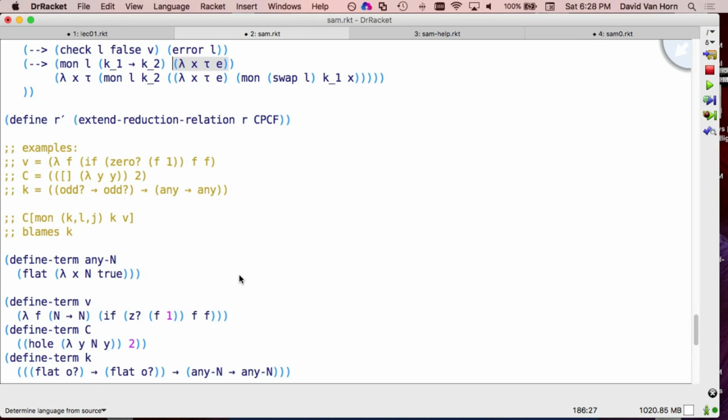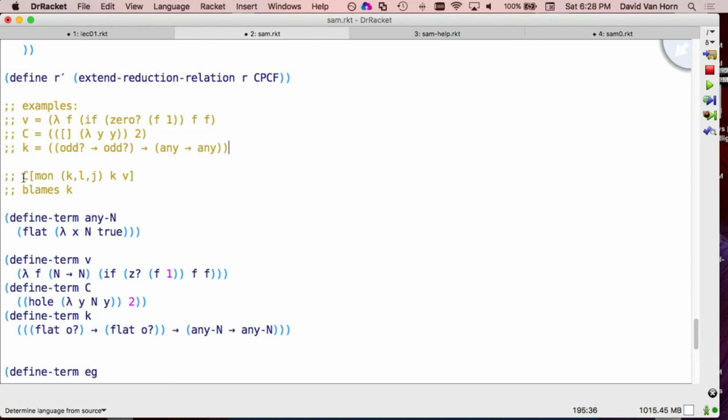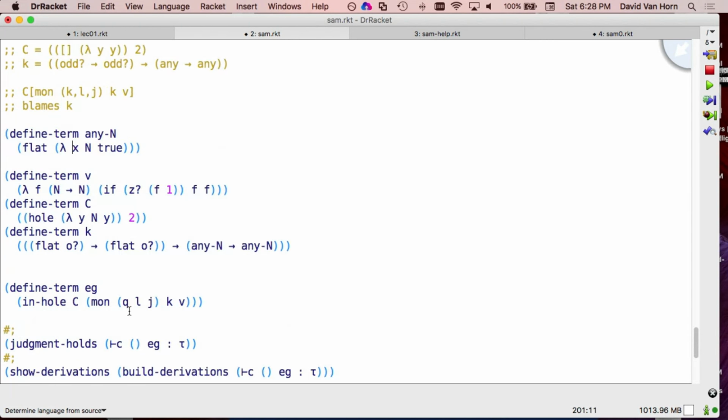Okay, and then Sam wrote this example on the board, and it should have ended up blaming K. Notice K occurs twice in that example. When I wrote it, I did it a little differently. So here's what V is. It's just exactly what he wrote, but also writing down the type annotations that you need.